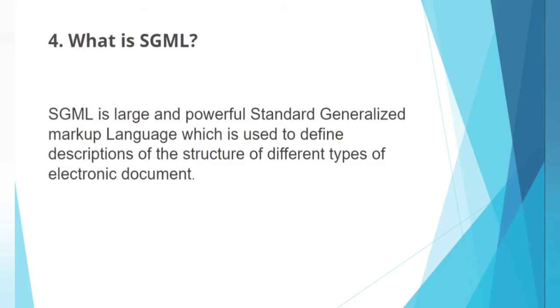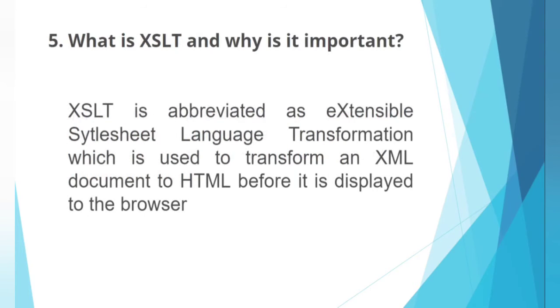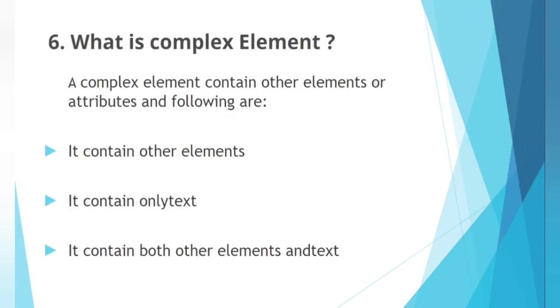The next one would be: what is SGML? SGML is a large and powerful Standard Generalized Markup Language which is used to define descriptions of the structure of different types of electronic documents. The next one would be: what is XSLT and why is it important? XSLT is abbreviated as Extensible Style Sheet Language Transformation, which is used to transform an XML document to HTML before it is displayed in the browser. Then what would be a complex element? A complex element contains other elements or attributes. It can contain elements only, it can contain only text, or it can contain both elements and text.